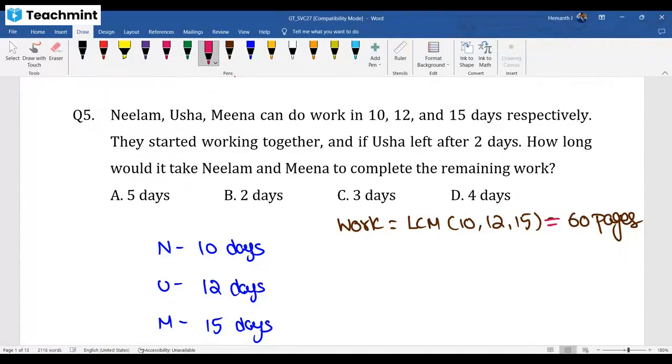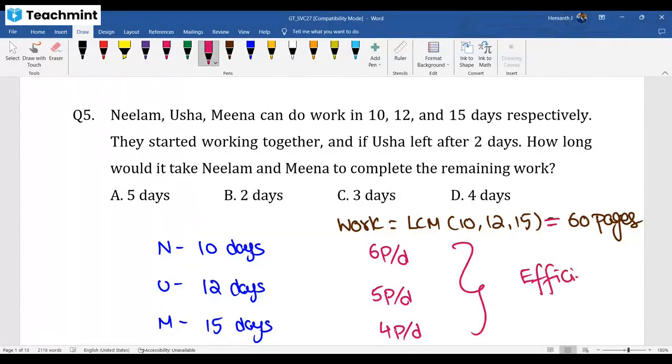Now 60 pages in 10 days means 6 pages per day. 60 pages in 12 days means 5 pages per day. 60 pages in 15 days means 4 pages per day, right? This is all their efficiencies per day. How much is their efficiency or capacity? Three questions related to time and work. You are recalling the chain rule, the joining concept, now the leaving concept.